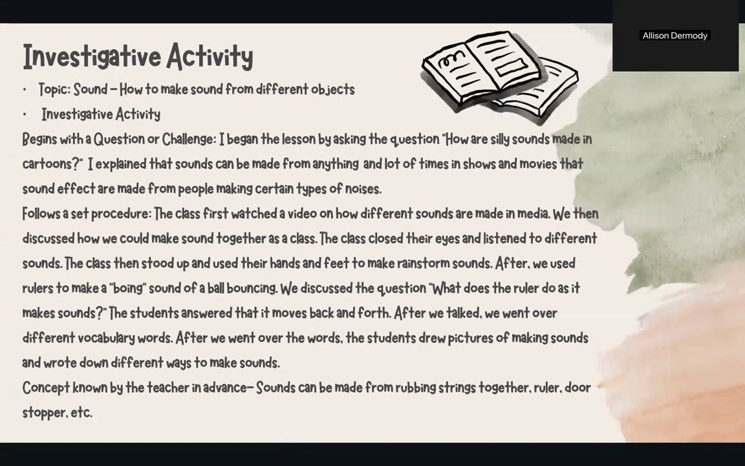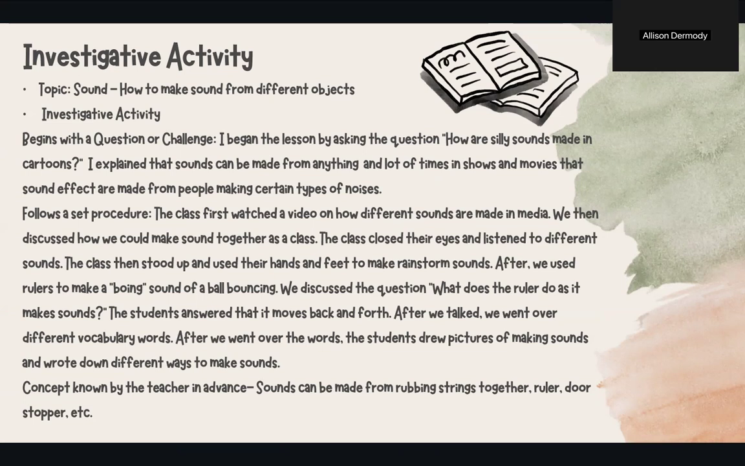My topic for this activity is sound and how to make sound from different objects. My question was, how are silly sounds made in cartoons? I explained that sounds can be made from anything, and a lot of times in movies and shows, sound effects are made from people making certain noises from different objects. First, we watched a video about different sounds used in movies, and then we discussed how we can make sound together as a class.